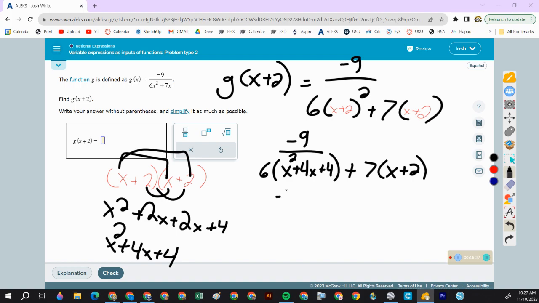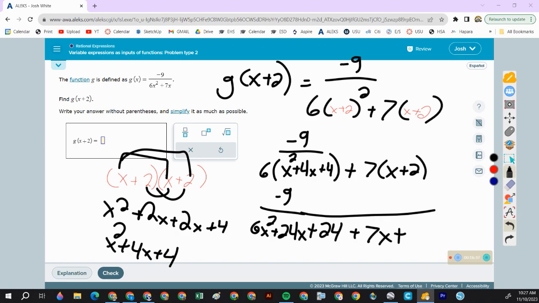Distribute those constants. 6x squared plus 24x plus 24 plus 7x plus 2, nope, plus 14. So -9 over 6x squared, and then 24 and 7 make 31x, and 24 and 14 make 38. All right, that is it.